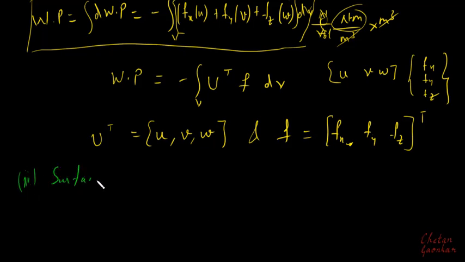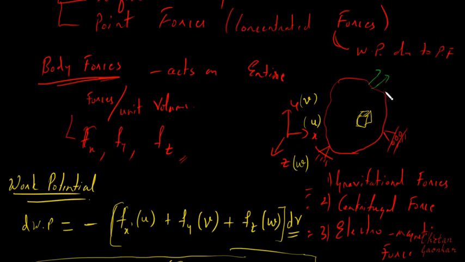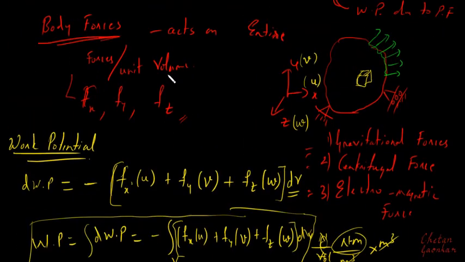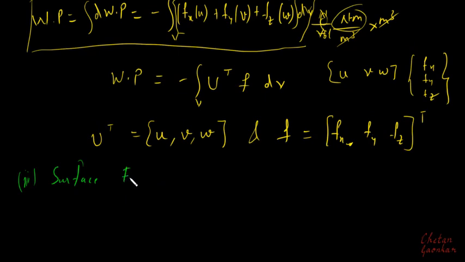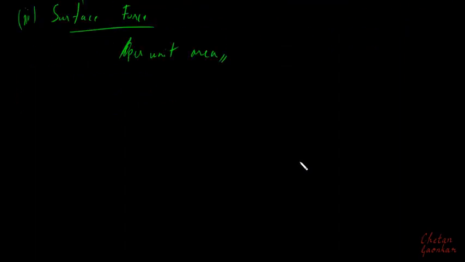Now, the second type of force which we have is the surface force. The way body forces act on the entire body, the surface forces act only on the surface. And if the surface happens to be at the boundaries, they are also called tractions. The way the unit of body force was per unit volume, similarly the unit of surface force is per unit area.